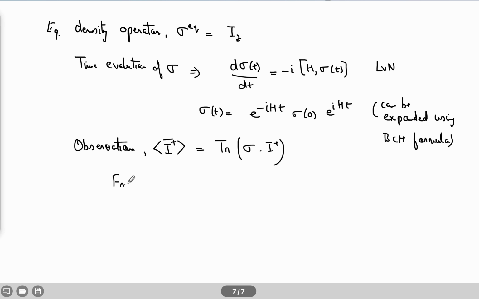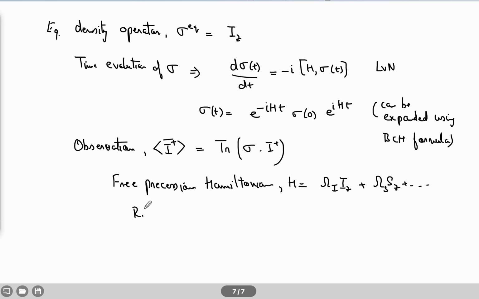Free precession Hamiltonian, that is during acquisition, what will be the Hamiltonian? Free precession Hamiltonian H is given by omega I Iz, and plus, of course, if you have a two spin system, it will be omega S Sz and so on, right?